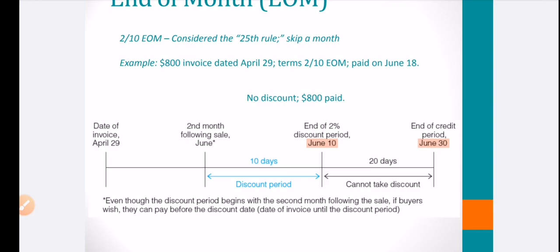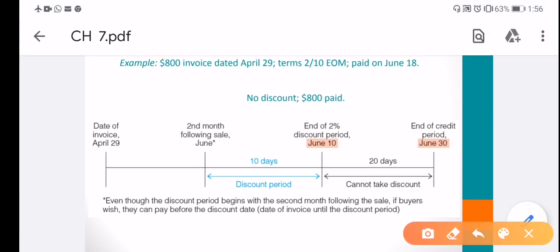Okay, take an example. 800 US dollar invoice dated April 29. It is the first point on the sketch. Terms 210, 2% discount in the first 10 days, end of month, paid on June 18. Okay, so this is 29 of April. We are using end of month and using the 25th rule.